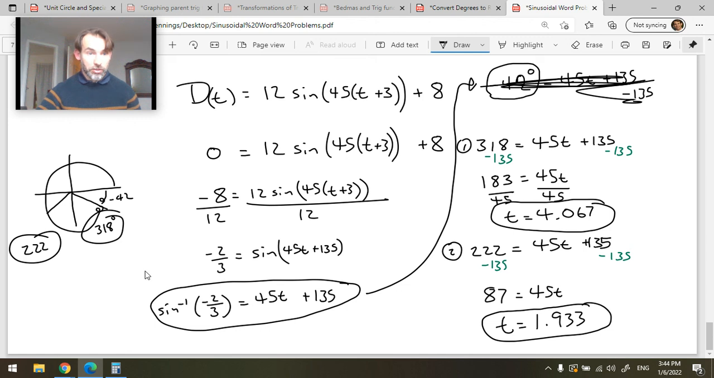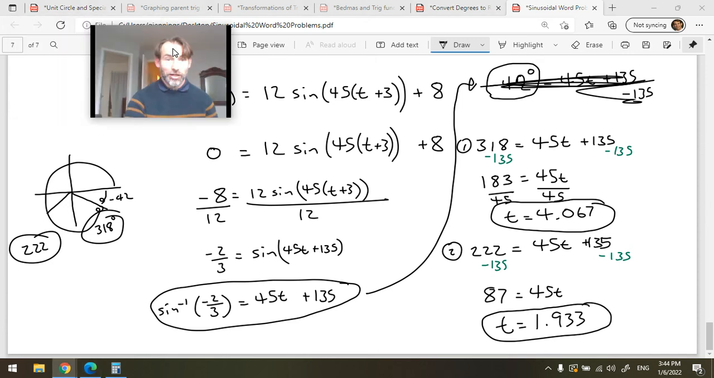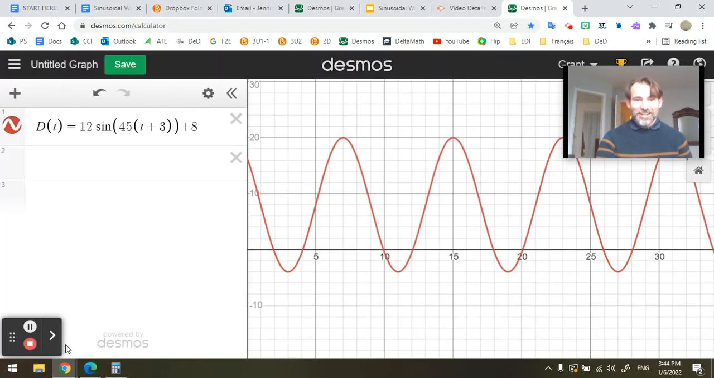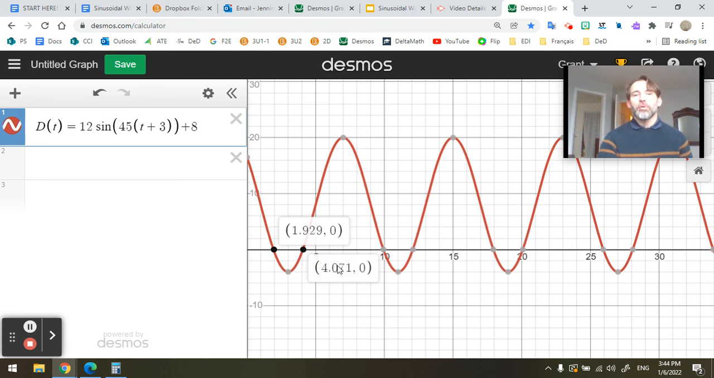So now you've got 2 options of when to peg me, but I asked for 3. Let's just go check in Desmos. I'm a little bit scared to check this in Desmos because I'm not sure if I got this right or not. Let's go check. Oh, thank goodness. That's my 1.93. So you see 1.929 is really close. And then this one, 4.07. We got it right.